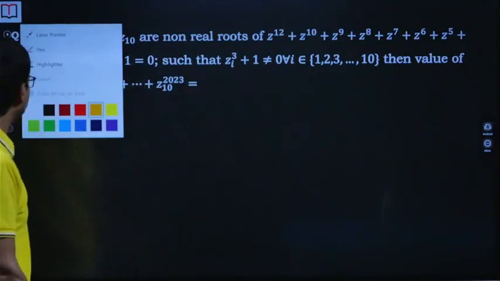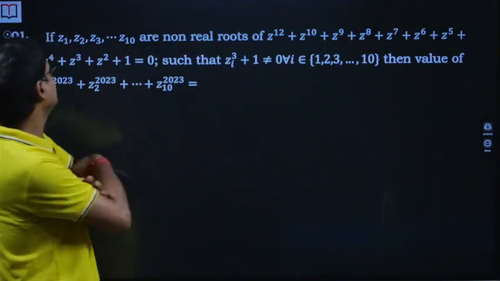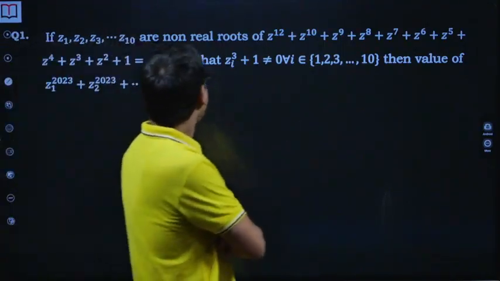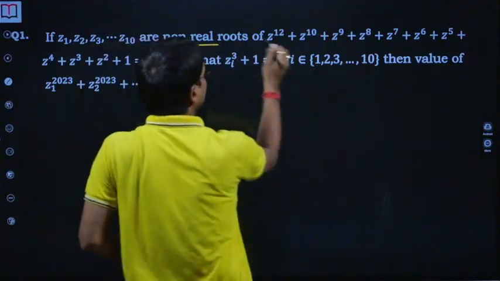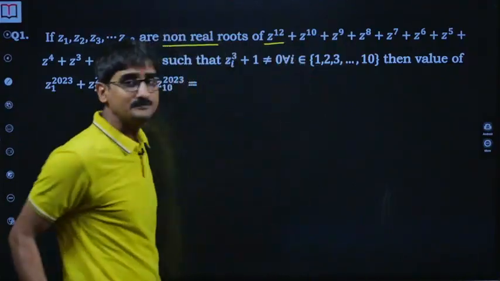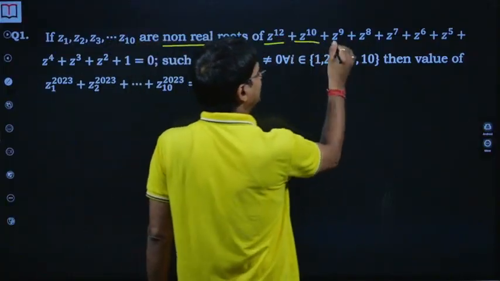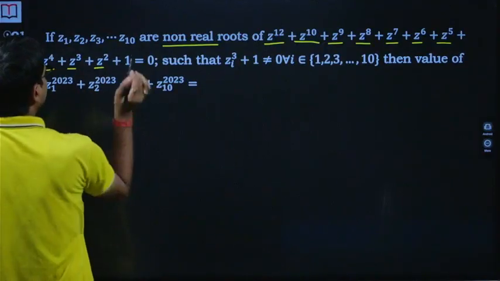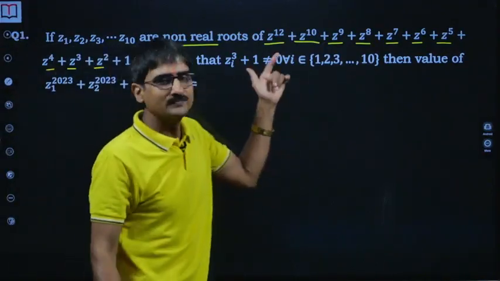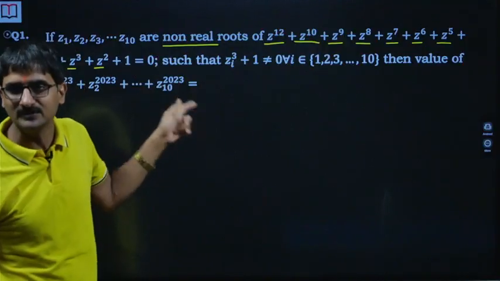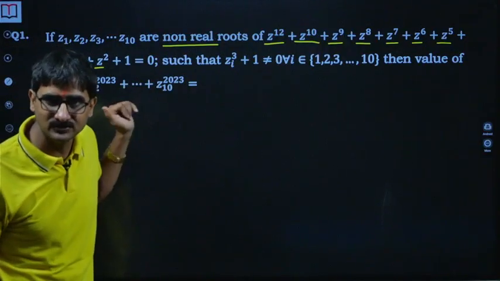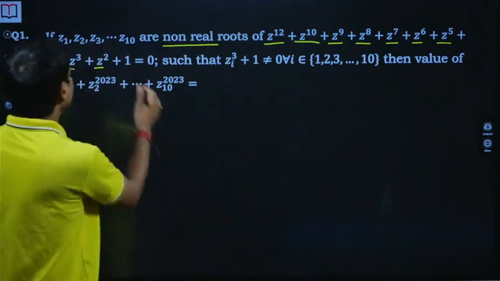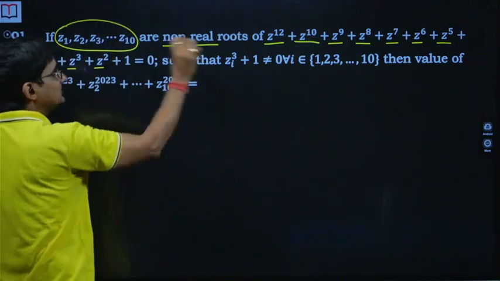Starting with the first question, it's a complex number question. If z1, z2, ..., z10 are non-real roots of this equation: z^12 + z^10 + z^9 + z^8 + z^7 + z^6 + z^5 + z^4 + z^3 + z^2 = 1. Mark it: there's no z^11 term, and there's no z^1 term in this equation. So these are the 10 roots of this equation.